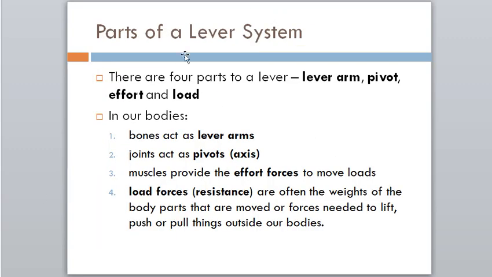So a lever, from a mechanical aspect, has four parts. There's a lever arm, there's the actual pivot point, sometimes called the axis or fulcrum. You have the effort, and then you have the load, sometimes called the resistance. So those are the four components that make up a lever in any kind of mechanical or machine or engineering environment. In relation to the body, the bones act as the lever arms.